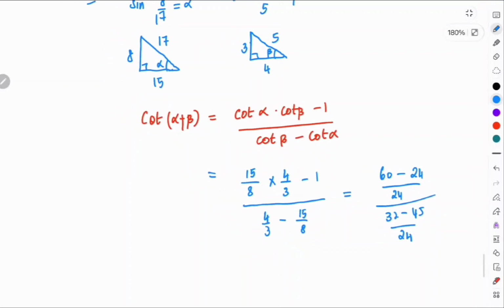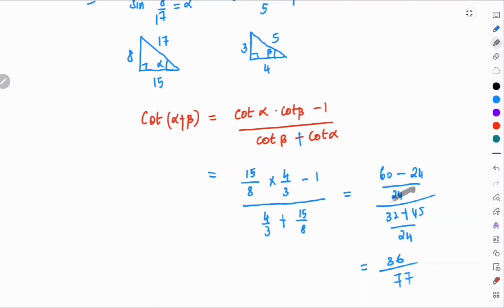So what we get is 60 minus 24 is 36 by... this will be plus, sorry. So this will be cot beta plus cot alpha. So you get 32 plus 45 is 77.